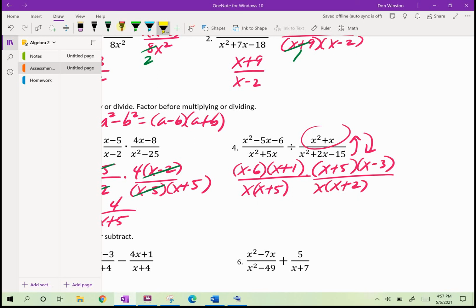So remember, I had to invert and multiply. All right. And then I'll cancel out what I can. Well, let's see here. I can cancel out, oops, that's x plus 1, isn't it? X times x is x squared, x times 1 is 1x. So x times 1. All right, so I can cancel out the x plus 1, and I can cancel out the x plus 5. And that leaves me with x minus 6 times x minus 3 all over x squared. X times x is x squared, so done factoring.